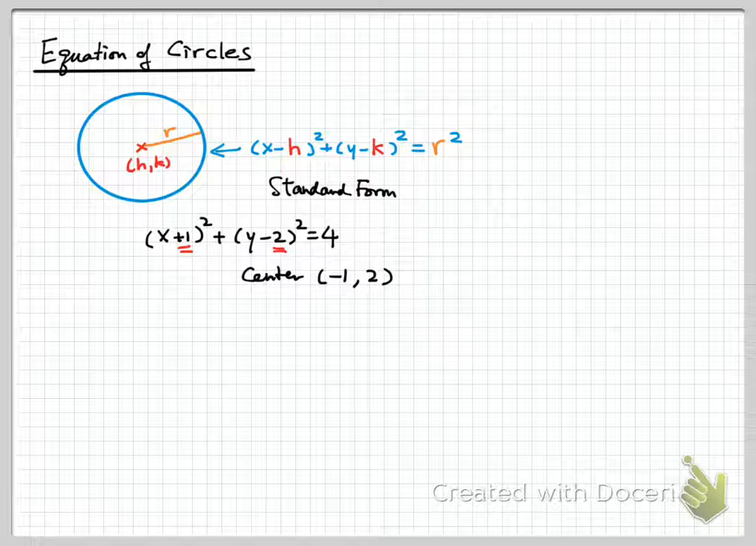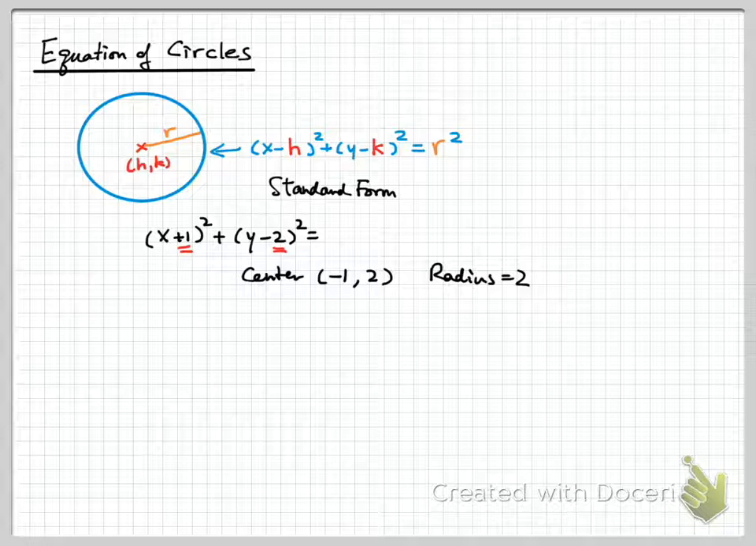And the radius, now, the radius is so easy to mistake to be 4. The radius actually in this case shall be a 2, because the 4 is best understood as 2 square, so the radius is the 2. So that is the standard form, and how we read the center and the radius from the standard form.